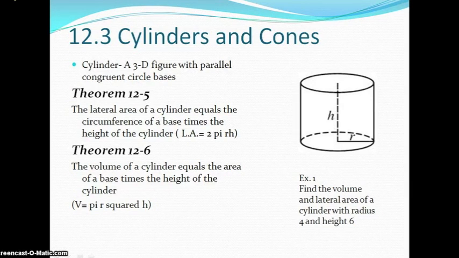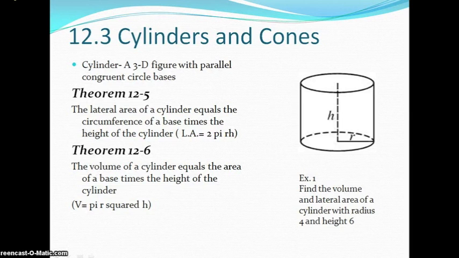A cylinder is a 3D figure with parallel congruent circle bases. Theorem 12.5. The lateral area of a cylinder equals the circumference of the base times the height of the cylinder, or lateral area equals 2 pi r h. Theorem 12.6. The volume of a cylinder equals the area of the base times the height of the cylinder, or volume equals pi r squared h.